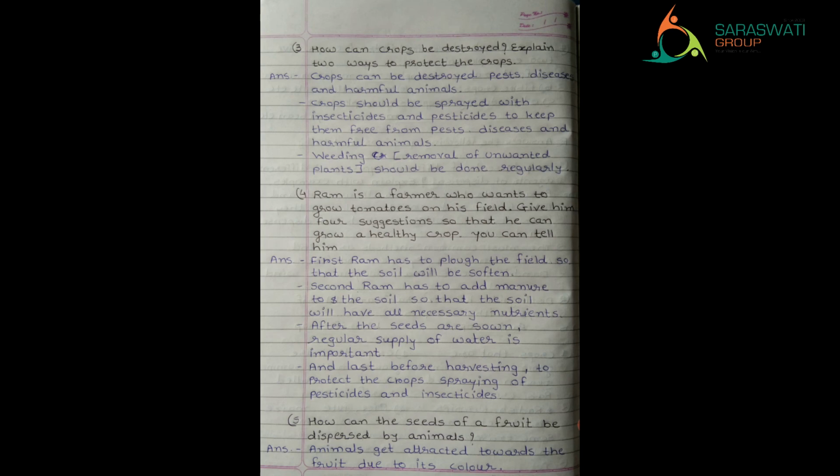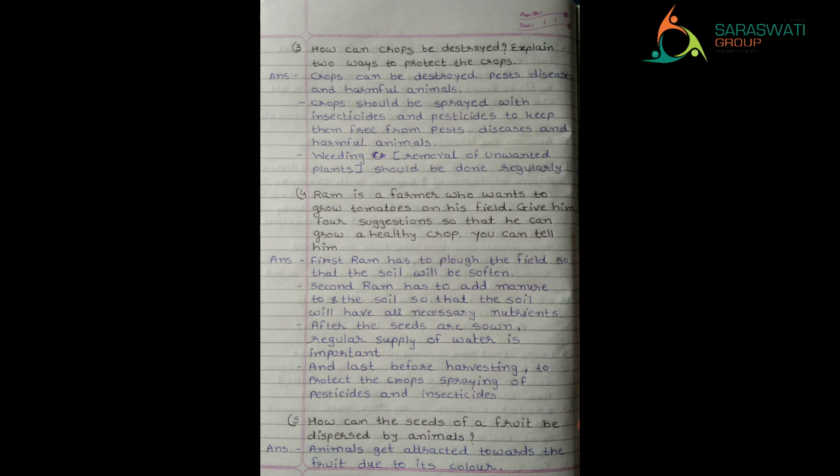And last, before harvesting, to protect the crops, spraying of insecticides and pesticides, right? That is, finally, before harvesting the crop, medicine should be sprayed on it. That means insecticides and pesticides. So these 4 steps will help Ram to grow tomatoes. Right? Now we are moving to the 5th question.